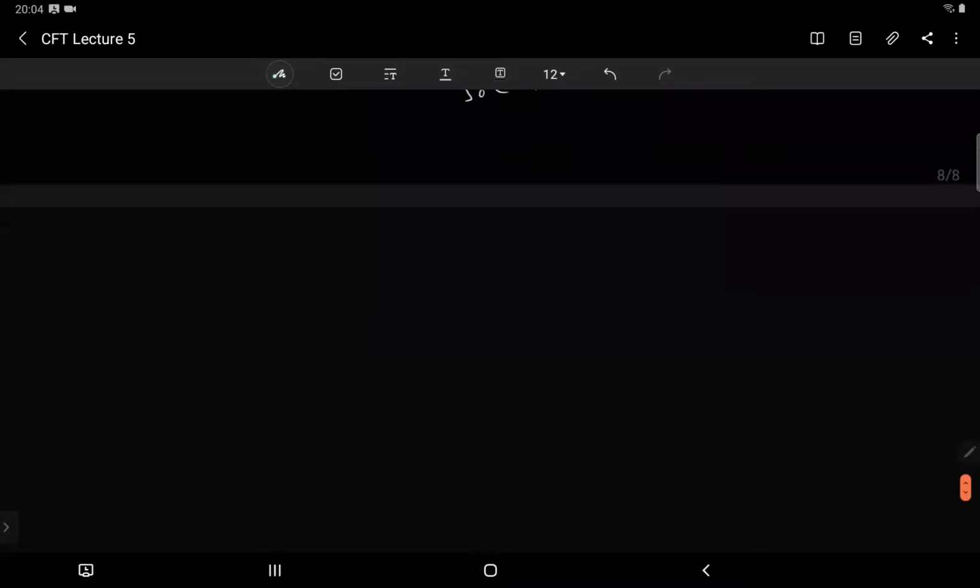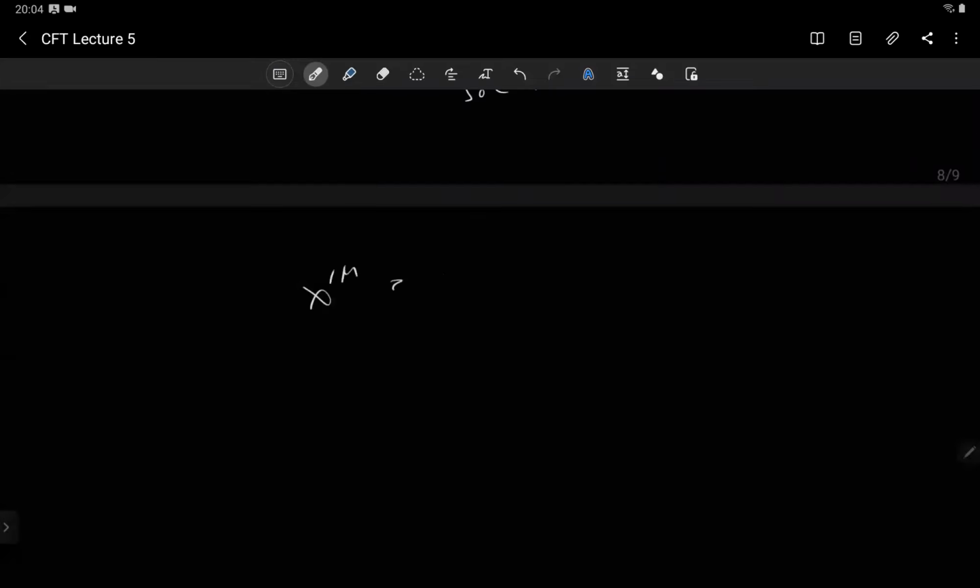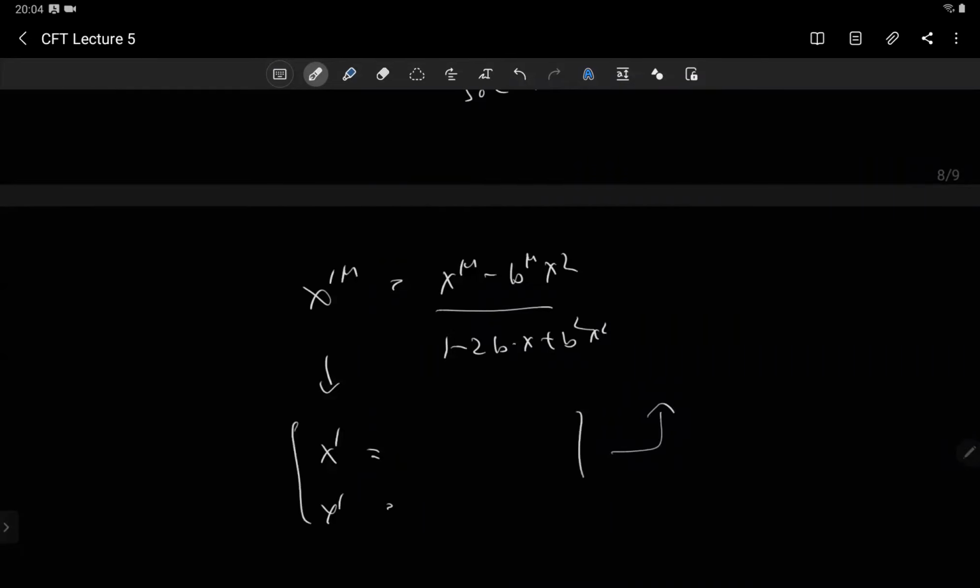So we know the special conformal transformation is written like x prime mu equals x mu minus b mu x square over 1 minus 2 b dot x plus b square x square. Just take this to be x prime and y prime, and then you can show that in terms of x prime and y prime, if you write it in a complex way, this is exactly the transformation z prime equals z over 1 minus az.